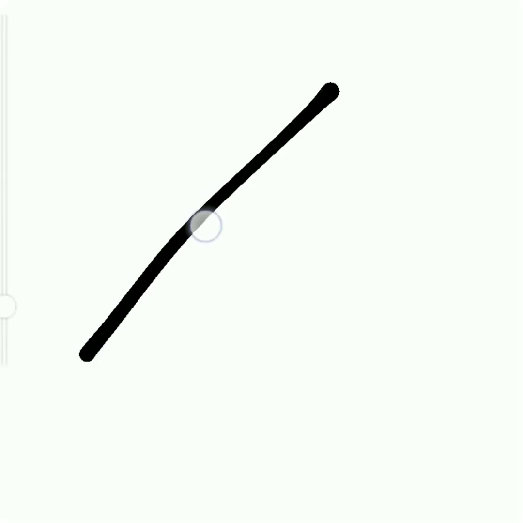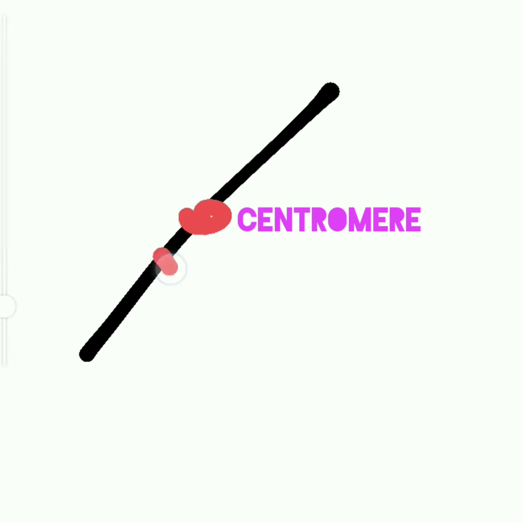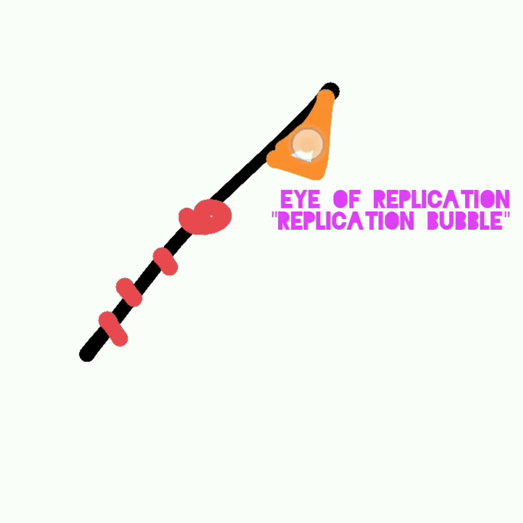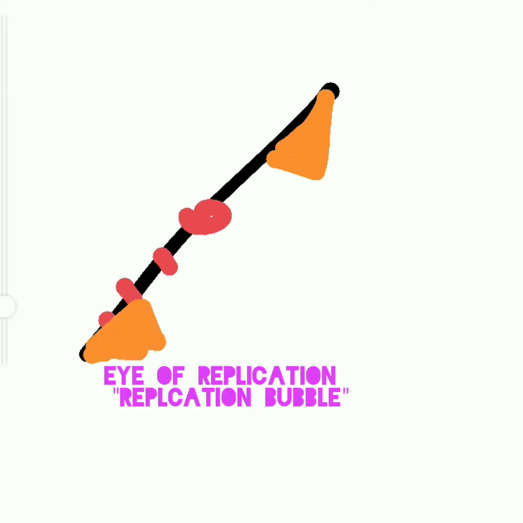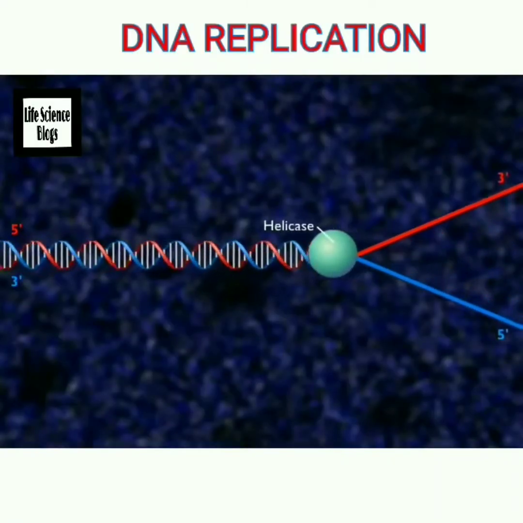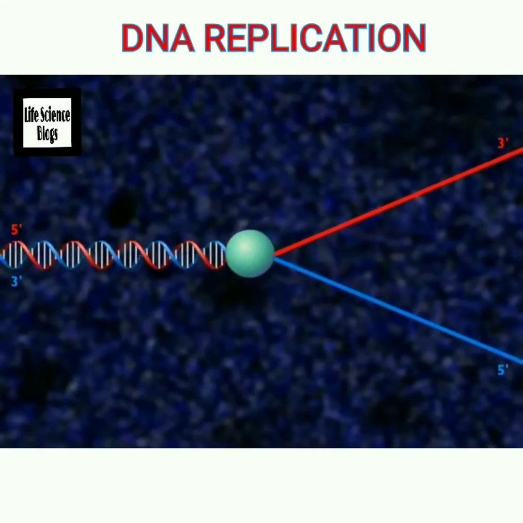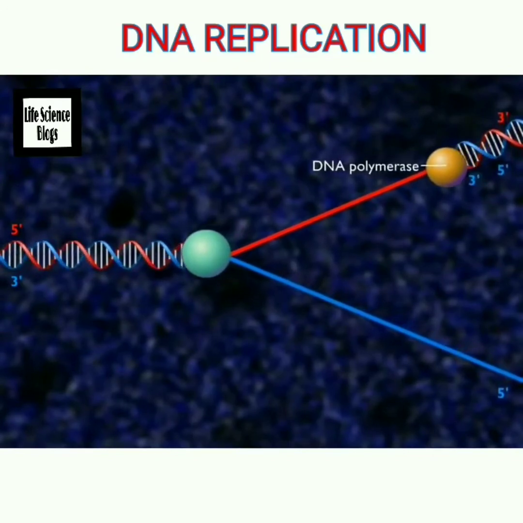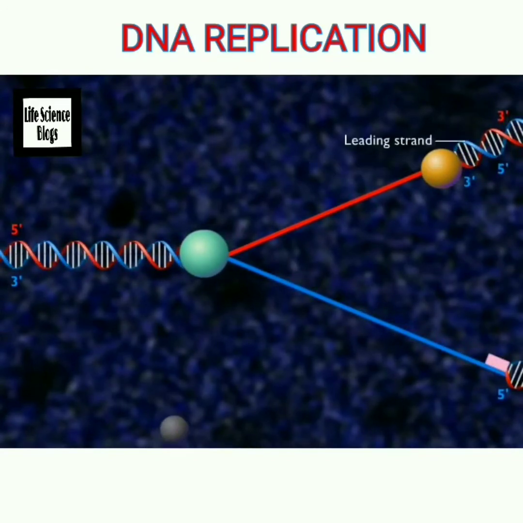So chromosomes at S phase are made up of one chromatid and a centromere, one DNA molecule, and histone protein. The area where replication occurs is named the eye of replication or replication bubble. In this video, we see how DNA replication takes place, how the helicase enzyme functions and separates the two strands, and how the polymerase enzyme functions by adding new nitrogenous bases.